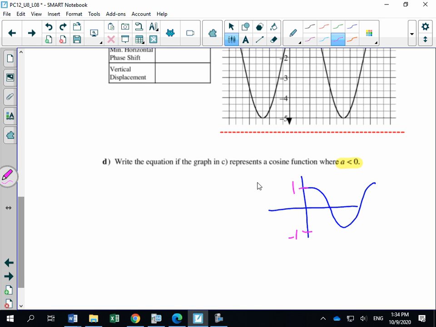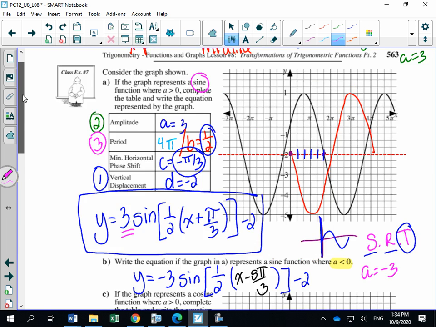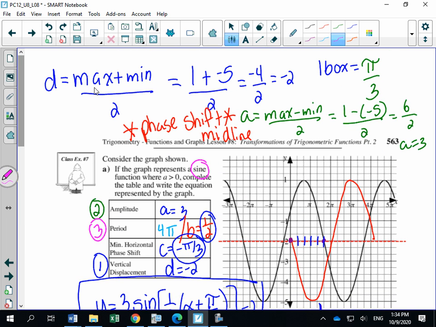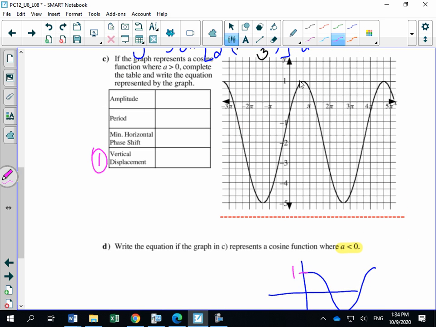Just like with A, what we want to do for this is I always start with my vertical displacement. And your vertical displacement is going to be the exact same as up here. So here's your formula for vertical displacement, max plus min divided by 2. If you do that for this graph, max plus the min divided by 2, you're going to get the same d value. D is equal to -2.